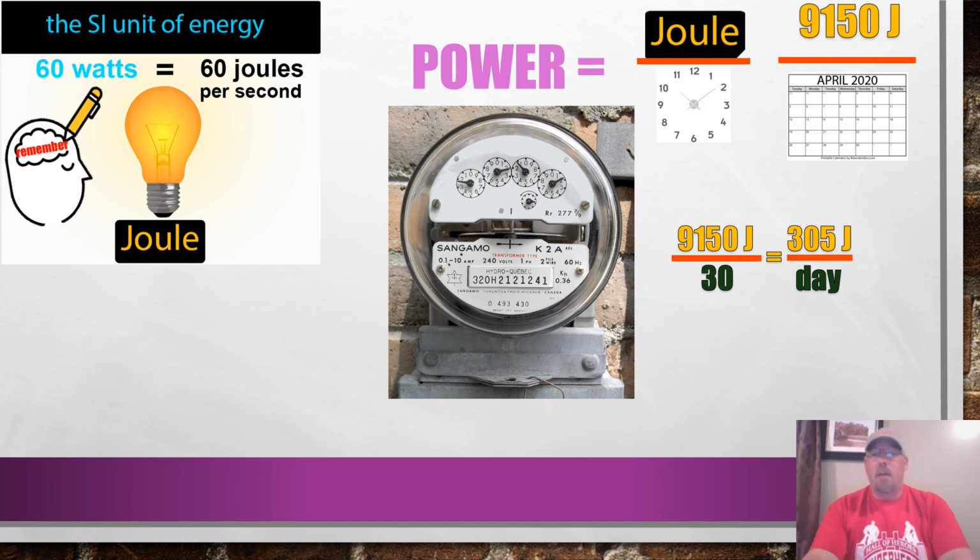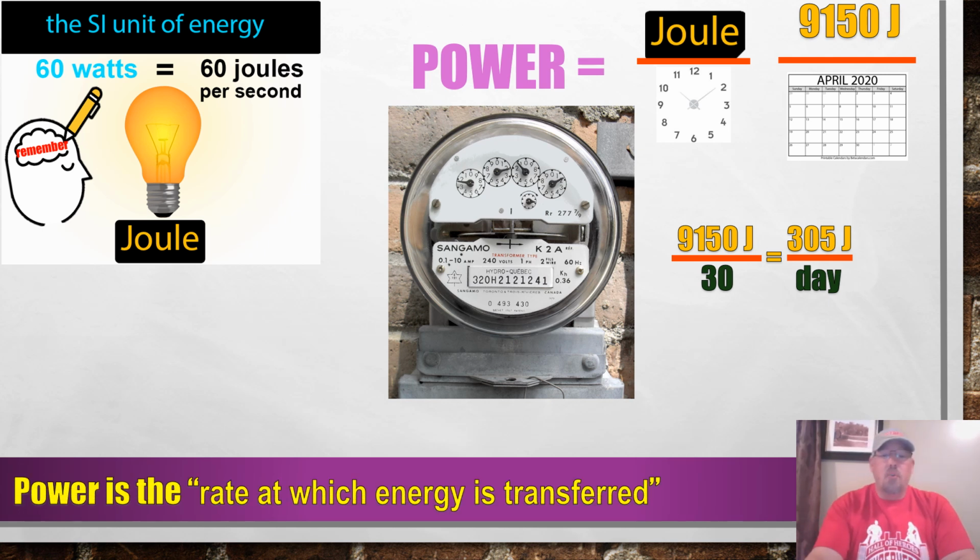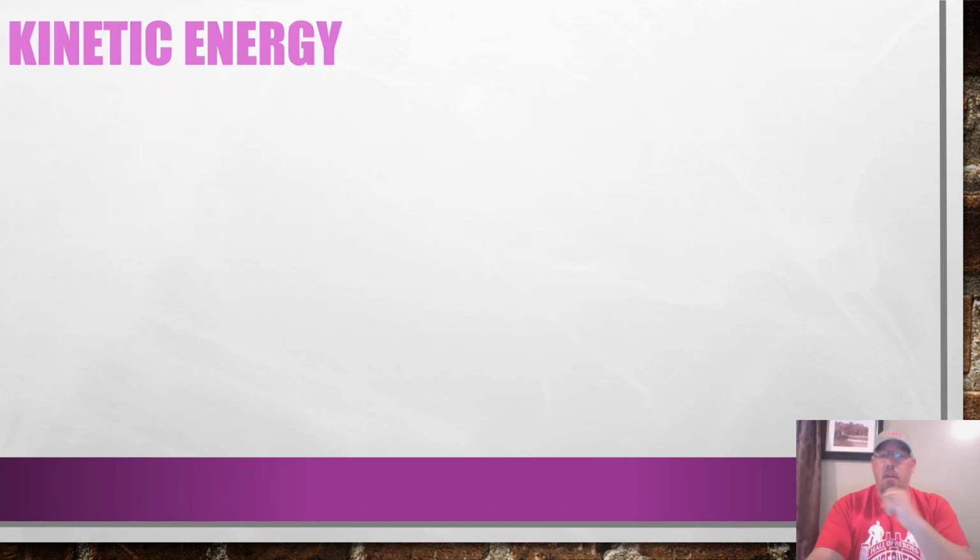So now you know what power is and how to calculate it. So once again, when I look at the idea of power, it is a rate. It's the amount of time dividing into the amount of energy that we use. Now, our two main concepts that they definitely wanted us to hit are kinetic energy and potential energy. And our book starts with kinetic energy.